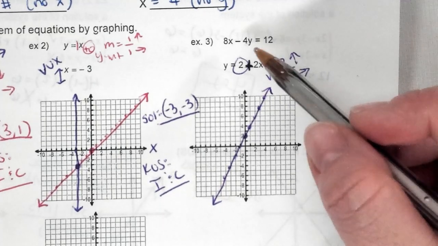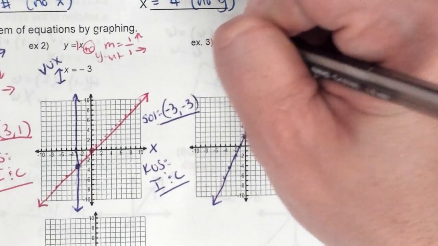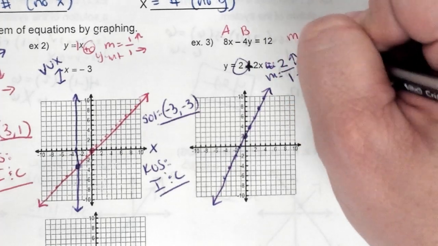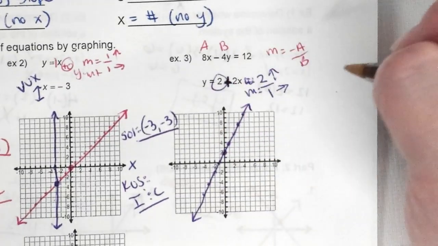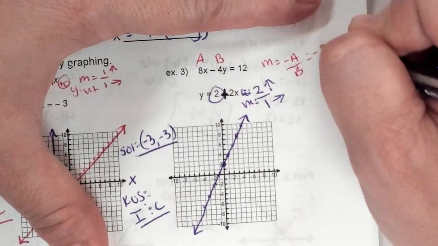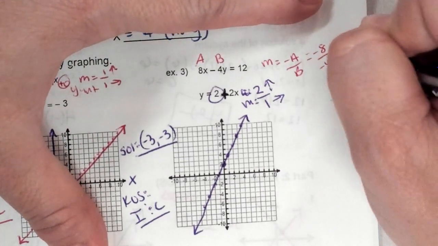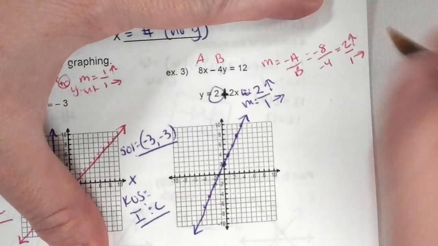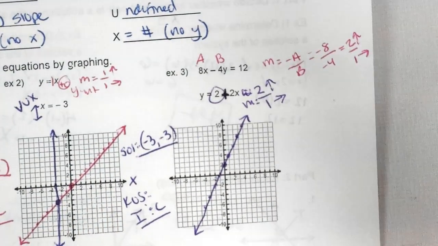Now my other one is in standard form. I can find my slope by doing opposite of A over B. What's the opposite of A? A is -8. Over exact B, -4. And that simplifies to 2, which is just 2 over 1. So I know I'm going to rise 2, run 1. But I don't know where I'm going to put that because I don't have a point.